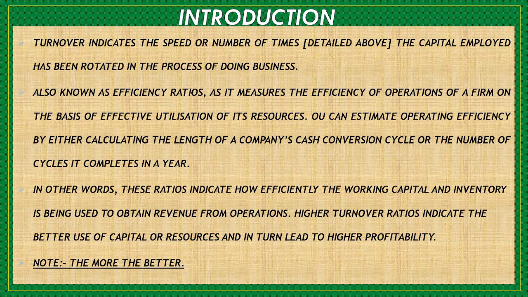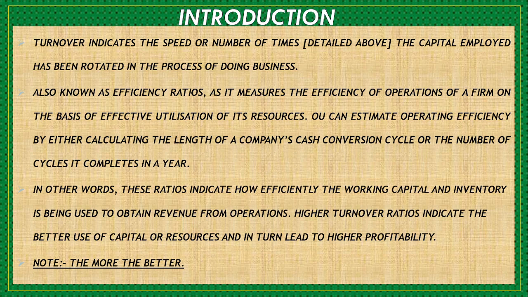Turnover indicates the speed or number of times the capital employed has been rotated in the process of doing business. They are also known as efficiency ratios, as they measure the efficiency of operations of a firm on the basis of effective utilization of its resources. You can estimate operating efficiency by either calculating the length of a company's conversion cycle or the number of cycles it completes in a year.